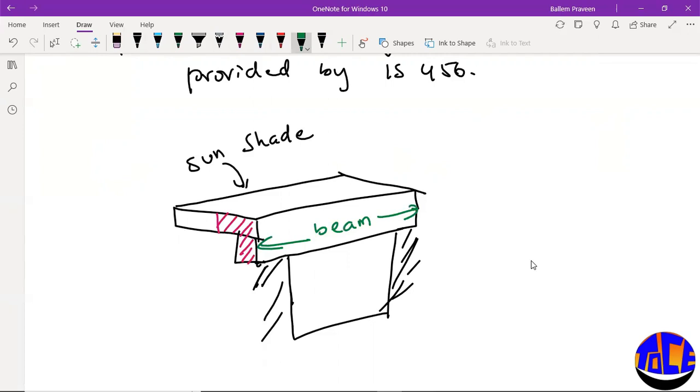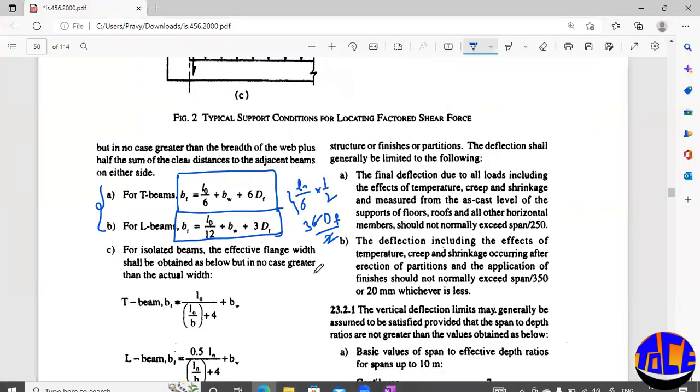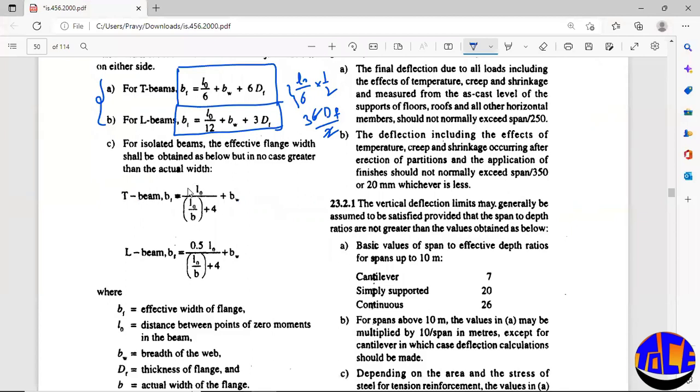Okay, so since this is an isolated L beam, for isolated L beams IS 456 has provided a separate set of formulas to find the effective width. These two formulas are for isolated T and L beams.